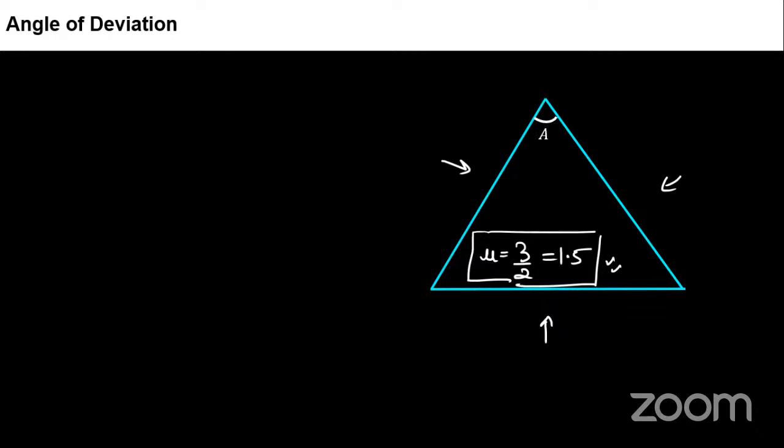And this angle, students, remember, this angle A is known as the apex angle of the prism, or you can call it the angle of prism.